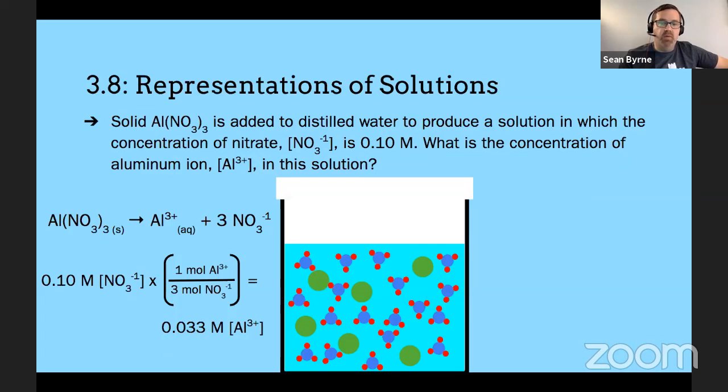This is one where it would be very easy for us to quickly look at this and say, oh, there's 3 aluminums for every 1 nitrate, so we would just triple this. Many students would get this wrong by saying that the answer is 0.3, because they didn't take the time to write this equation out and set up the problem to say, no, the conversion is from nitrates to aluminums, not aluminums to nitrates. And so we divide by 3, not multiply by 3.